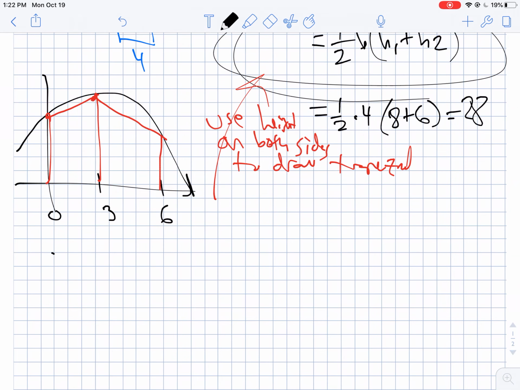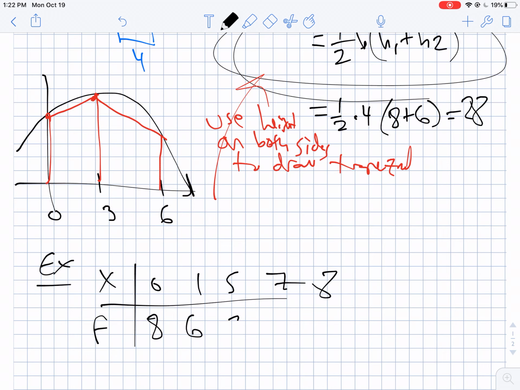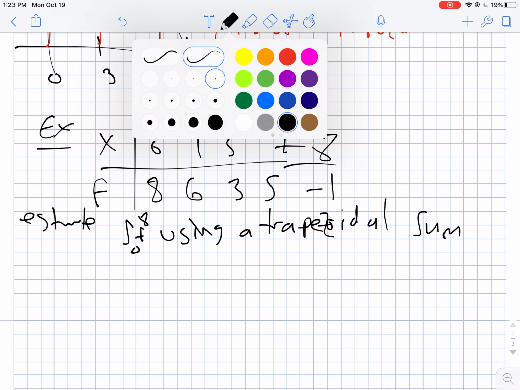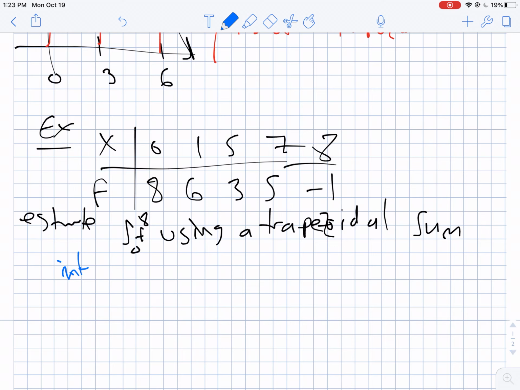Suppose I give you a table with x and f, and x goes 0, 1, 5, 7, 8, and f goes 8, 6, 3, 5, negative 1. I'm going to ask you to estimate the integral from 0 to 8 of f using a trapezoidal sum. Just like we could estimate this with a Riemann sum from the table, we can do it with a trapezoidal sum as well. And just like before, I want to write out what the intervals are. The intervals are the distance between the x's: 0 to 1, 1 to 5, 5 to 7, 7 to 8.